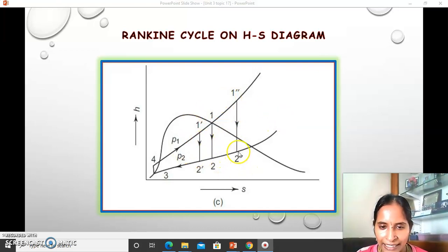Now in the condenser, from the inlet, either 2 double dash, 2 or 2 dash, it consists of only wet steam. Both the steam and the water vapor present at the inlet of the condenser give out their latent heat of vaporization, rejecting heat, and it is transformed into what level? Saturated liquid level. Till it becomes saturated liquid, the cooling process at constant pressure takes place, and from 3 to 4 again the pumping process takes place.